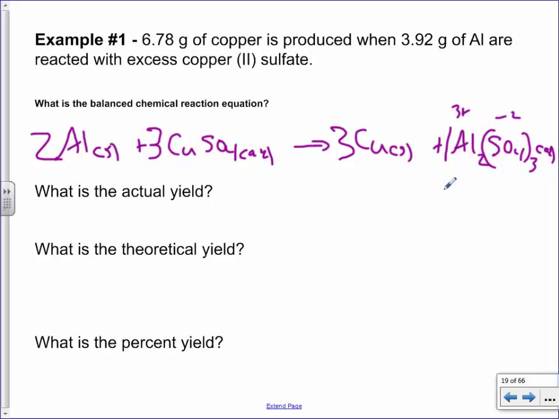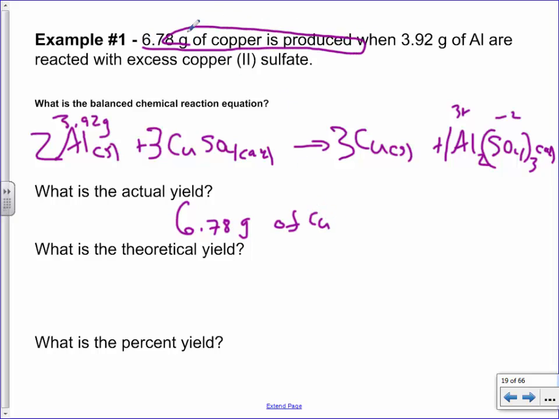Does that work? Okay. So first thing we want to do is figure out what the actual yield was. So based on the information we have here, how much was actually produced? Let me write some stuff here. We started with 3.92 grams of aluminum solid. And we actually produced 6.78 grams of copper. Because literally it told me right here, this is how much was actually made.